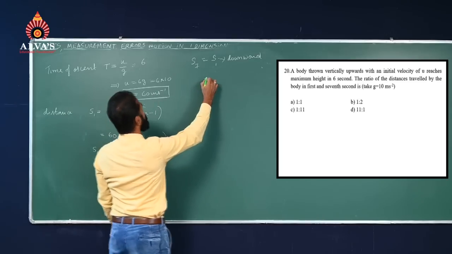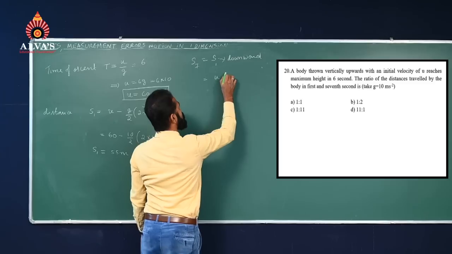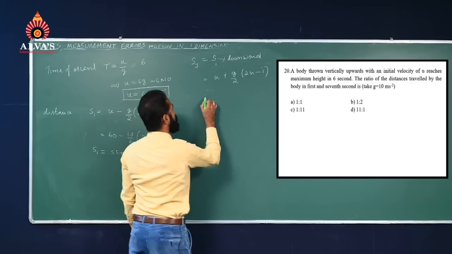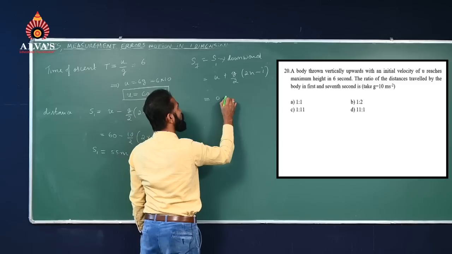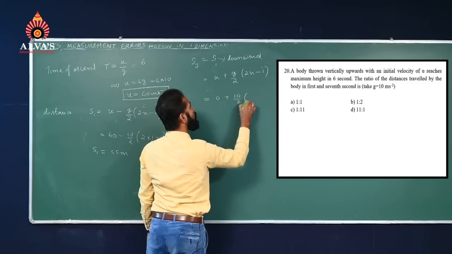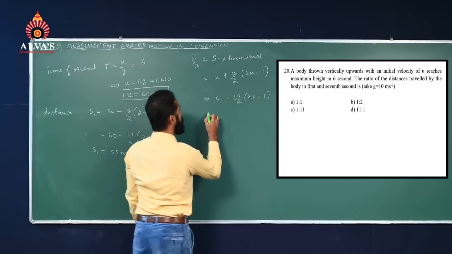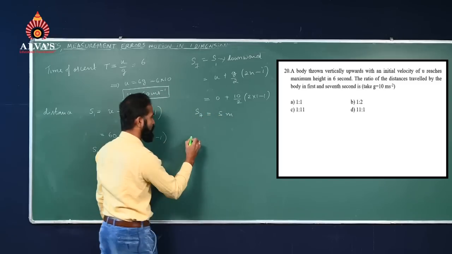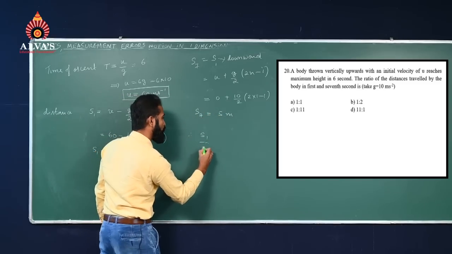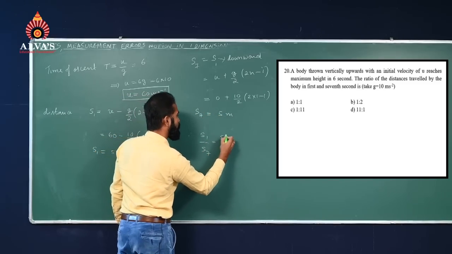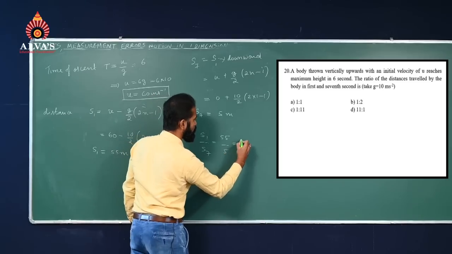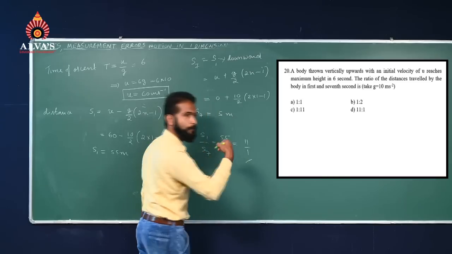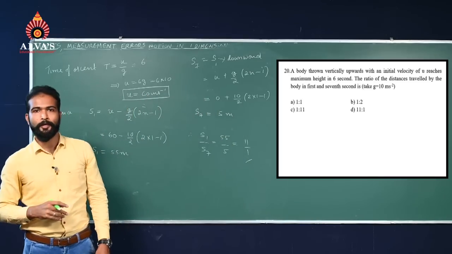So that becomes u plus g by 2, 2n minus 1. So u is anyway 0 plus g is 10 by 2, 2 into 1 minus 1, that gives us 5 meter. So S7 is 5 meter, but what is asked is S1 by S7, that is 55 by 5, that gives you 11 is to 1. That is option D. Next question.